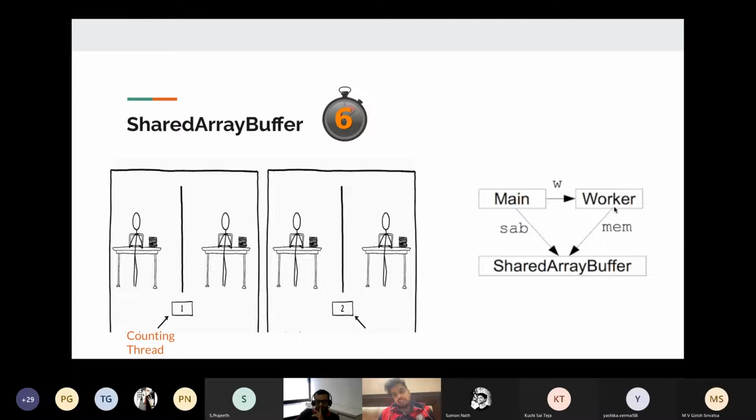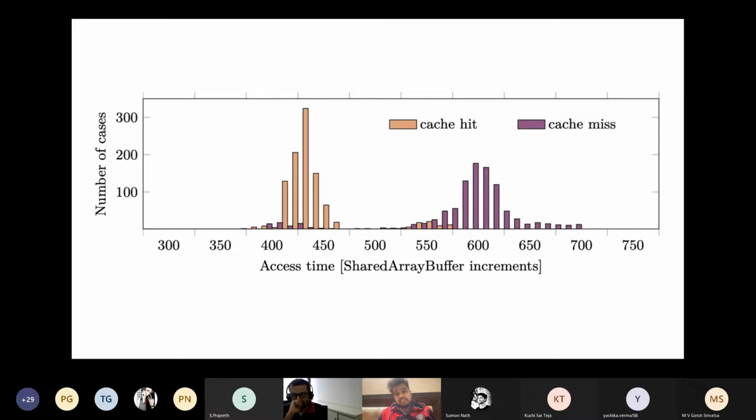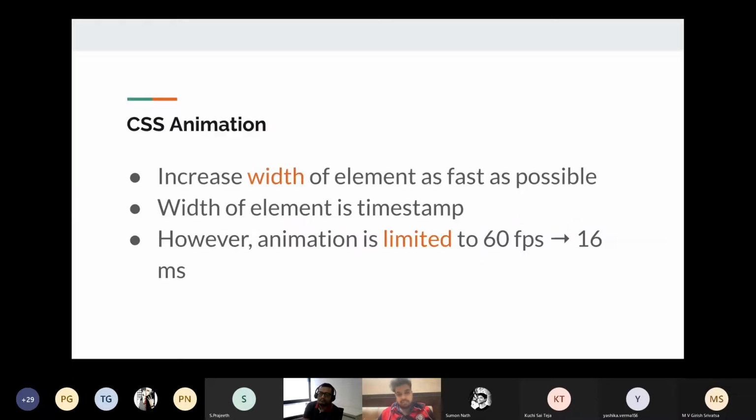Basically, one worker is running like a stopwatch in this shared array buffer, and when the main thread wants to read it, it can read it. So this is another method to build this timer. This method is the best one, and they have even revived the cache attacks. After the reduction of timer resolution, cache attacks were not possible in the browser. But using this shared array buffer technique, the author has done this cache attack even in the browser, using JavaScript.